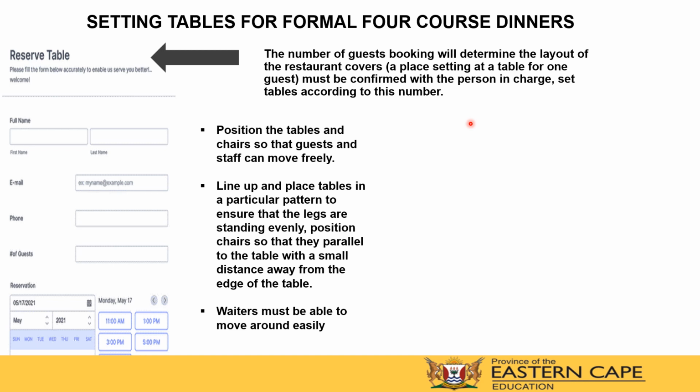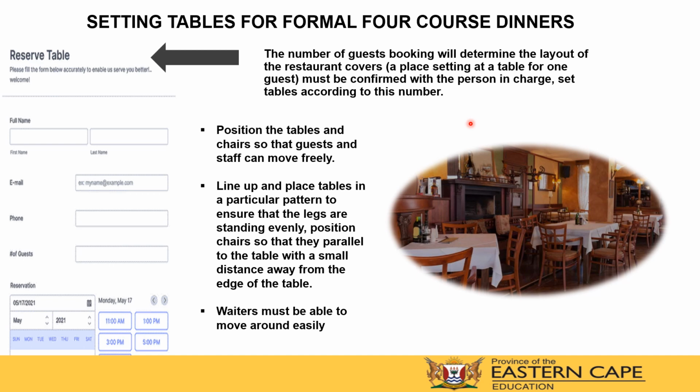You line up and place tables in a particular pattern to ensure that the legs are standing evenly. You position your chairs so that they are parallel to the table with a small distance away from the edge of the table. Waiters must be able to move around easily. Here is an example of what I have just explained.